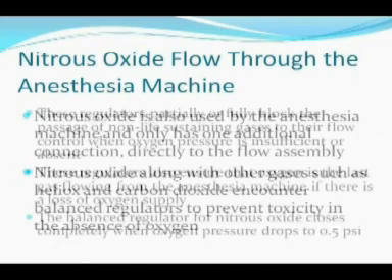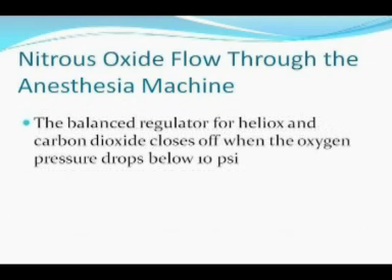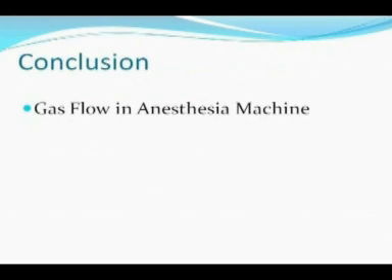These regulators partially or fully block the passage of non-life-sustaining gases to their flow controls when oxygen pressure is insufficient or absent. This ensures that oxygen is the last gas flowing from the machine if there is a loss of oxygen supply. The balanced regulator for nitrous oxide closes completely when oxygen pressure drops to 0.5 psi. The balanced regulator for heliox and carbon dioxide closes off when the oxygen pressure drops below 10 psi. This concludes the module on gas flow in the anesthesia machine.